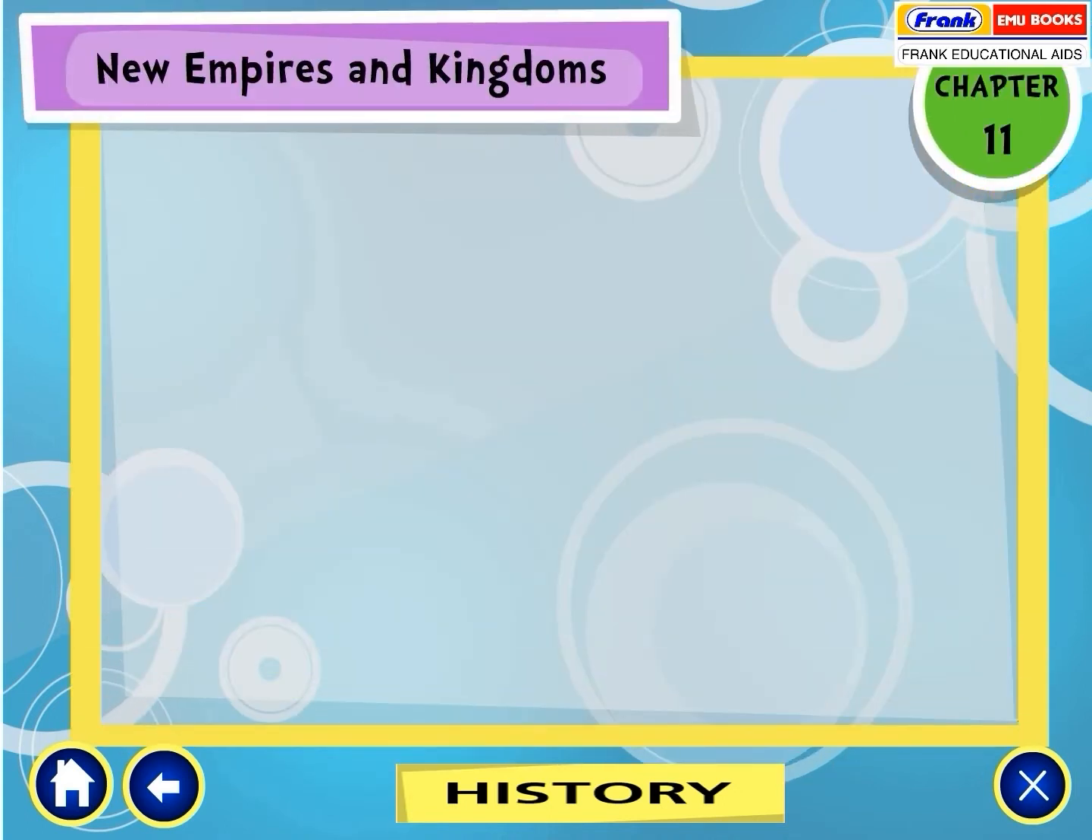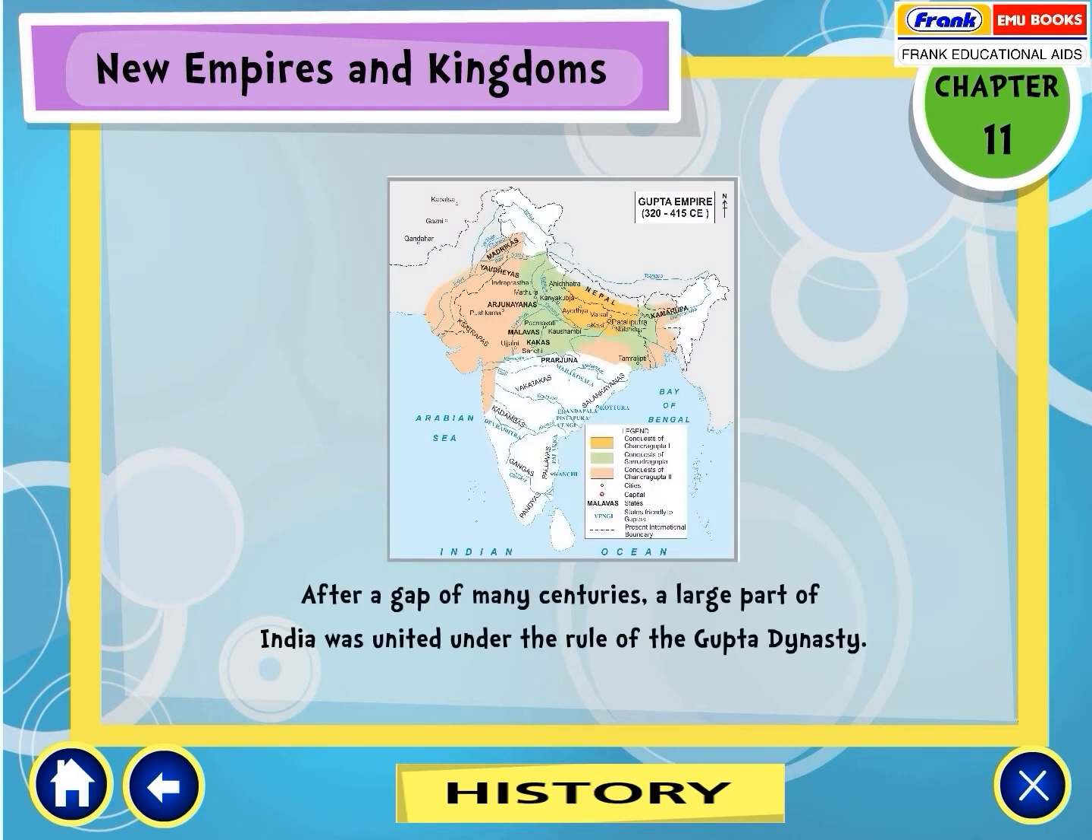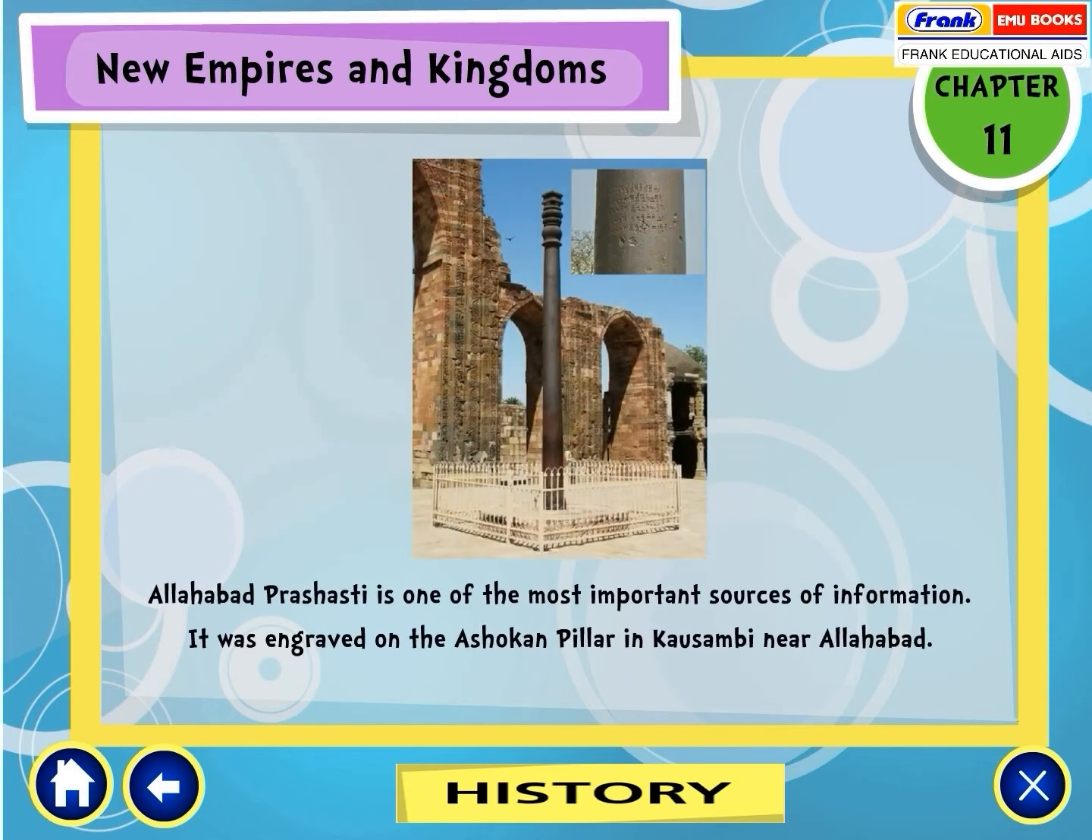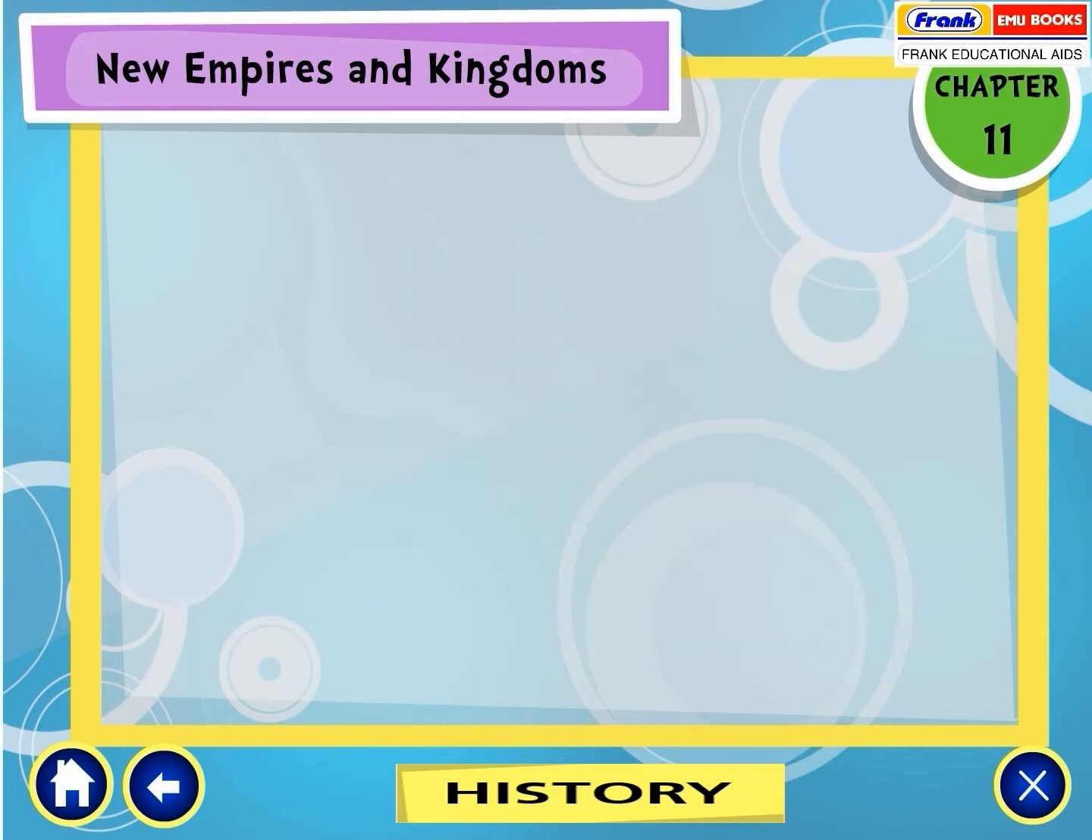New empires and kingdoms. After a gap of many centuries, a large part of India was united under the rule of the Gupta dynasty. Chandragupta I was the first important king. He was succeeded by his son Samudragupta. Allahabad Prashasti is one of the most important sources of information. It was engraved on the Ashokan pillar in Kausambi near Allahabad.